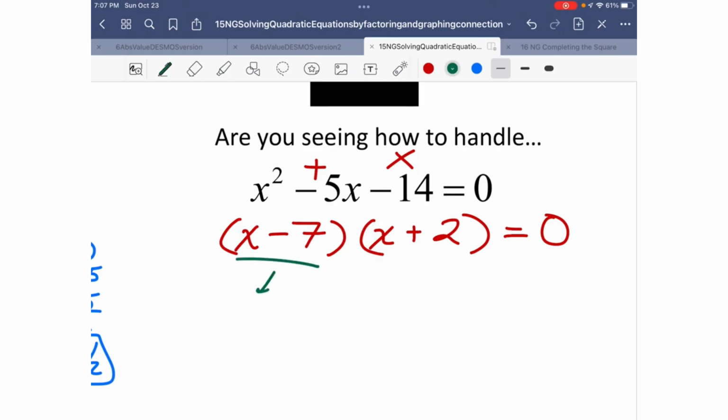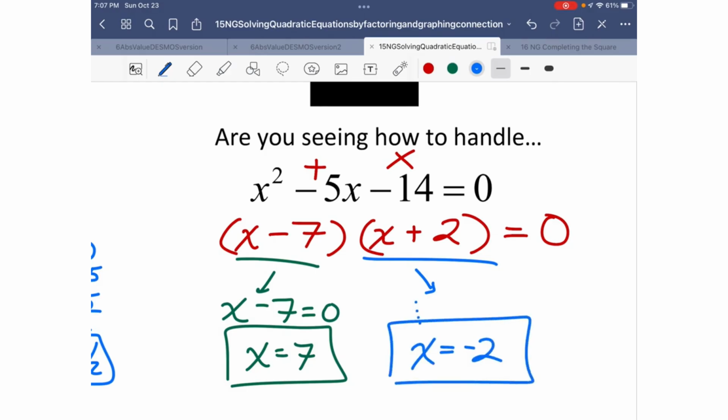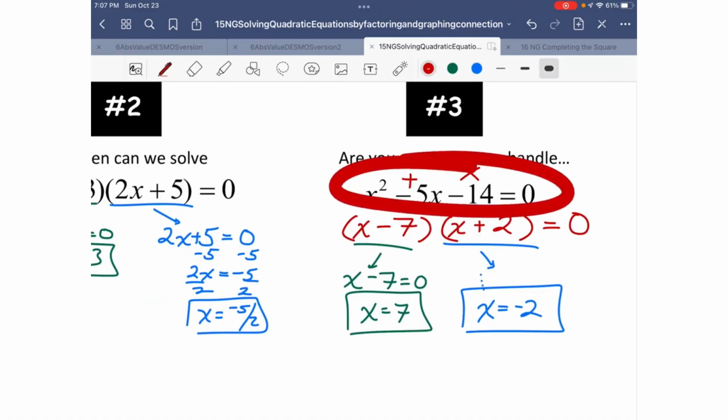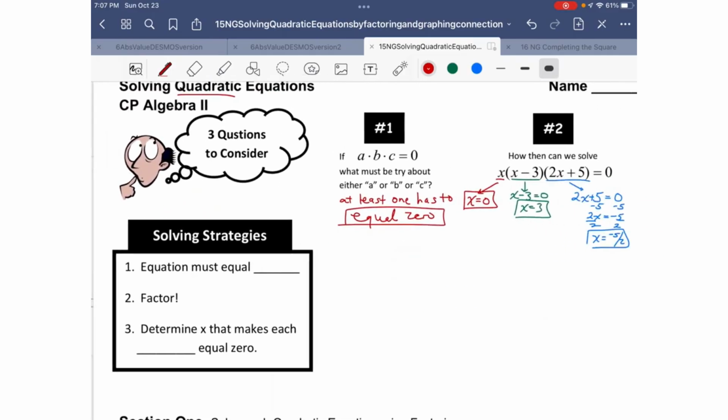All right, so I factored it. And look, I have something that can equal 0. x minus 7. If x minus 7 has to equal 0, that means that x equals 7. You just solved that. At least you solved for one of the answers to this equation. How about x plus 2? Can I just do this in my head and say that x equals negative 2? Yes, you can. You just solved the equation. In other words, you solved this original equation, but you did it using factoring.